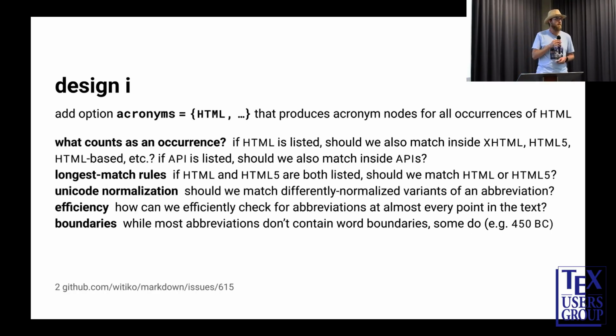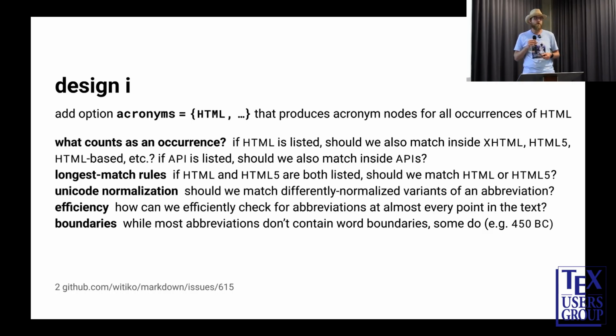So let's first talk about some of the requirements and the design. So the primary user interface is going to be a new option called acronyms, which is a comma list that lists all the different abbreviations that you want the Markdown package to know about. And that's going to implicitly produce acronym nodes for all occurrences of HTML and other abbreviations that turn up in your Markdown text.